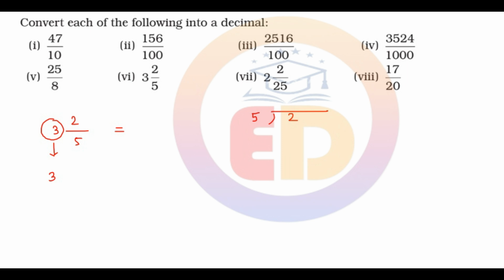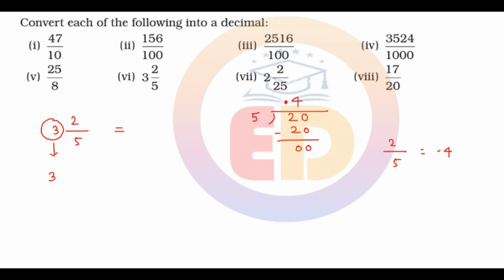Now 5 will not go in 2, so I have to increase 2. To increase 2, we have to put a decimal point in the quotient, and against this decimal point I can write down a 0 after 2. It will become 20. So in the quotient I put a decimal point, after 2 I put a 0. Now in 20, 5 will go 4 times. 5 4s are 20. Division is complete. My quotient is 0.4. So when I divide 2 by 5, I get 0.4.